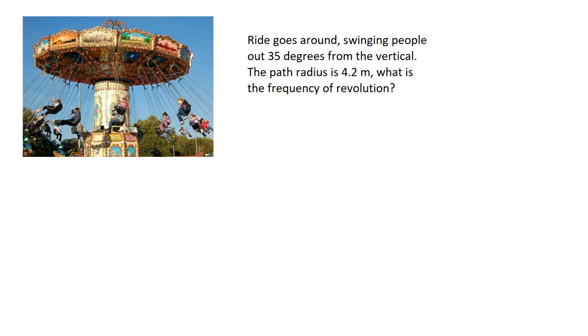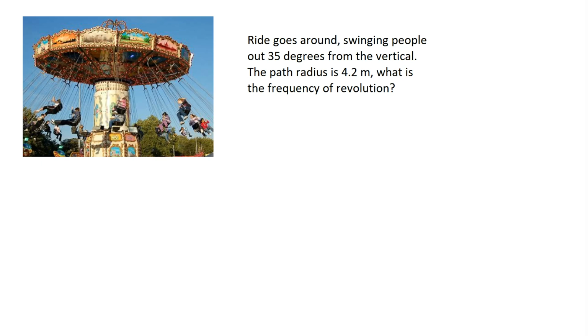So we've got these guys moving around, and when they start moving around, they end up making an angle of 35 degrees with the vertical, and the path radius is 4.2, and we're going to find the frequency of revolution. Now notice there is no mention of the mass of the people, because the mass actually doesn't matter. If you've ever been in a ride like this, you'll notice it doesn't matter how big or small the person is, you're all in the same position, and by doing a little simple calculation here, we can see why.